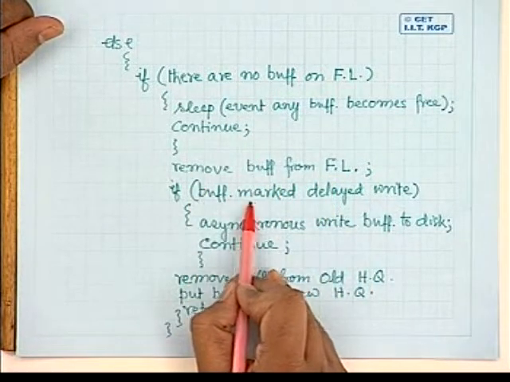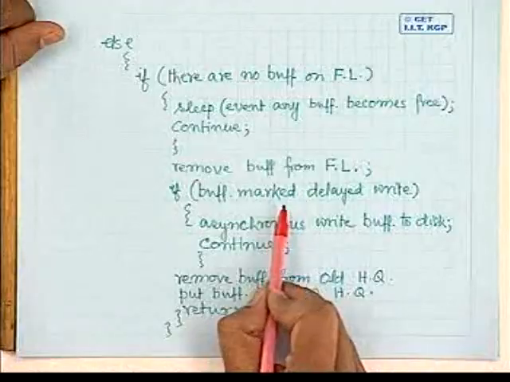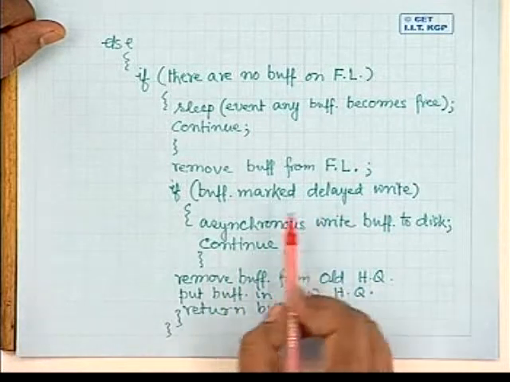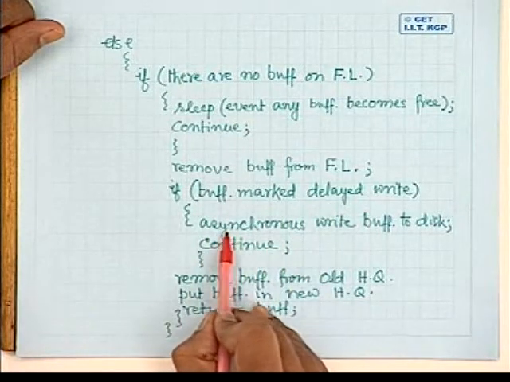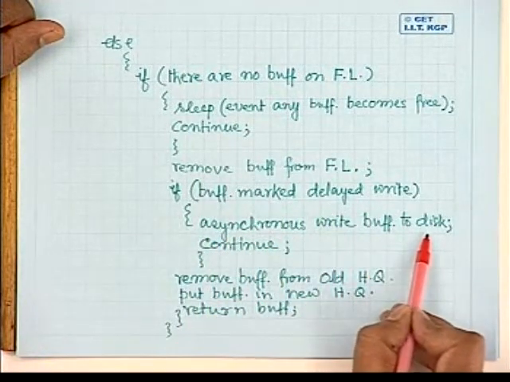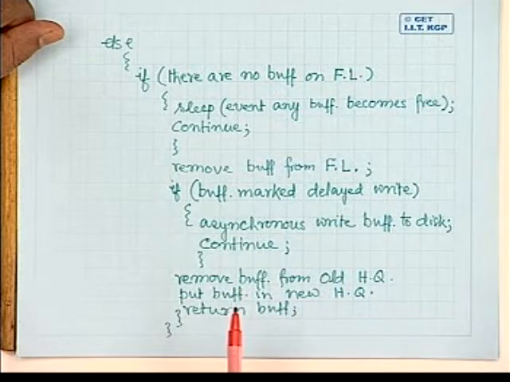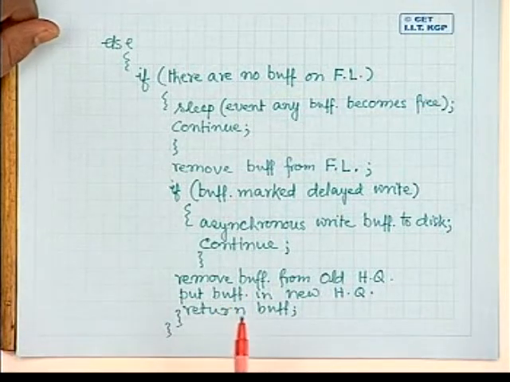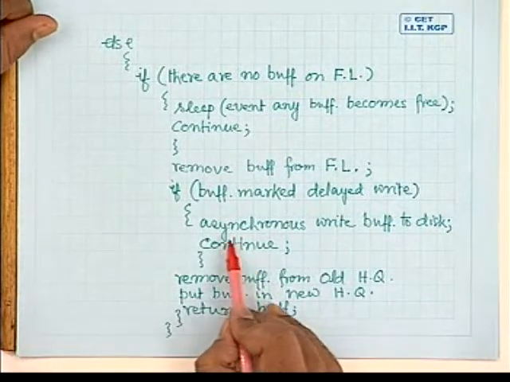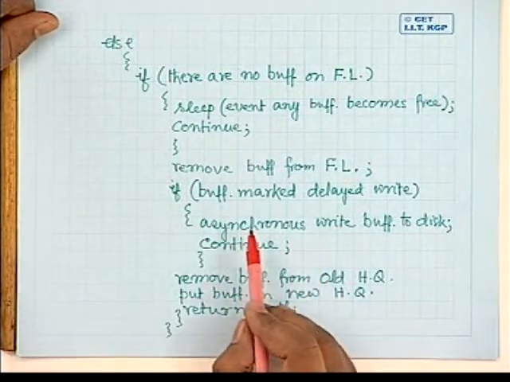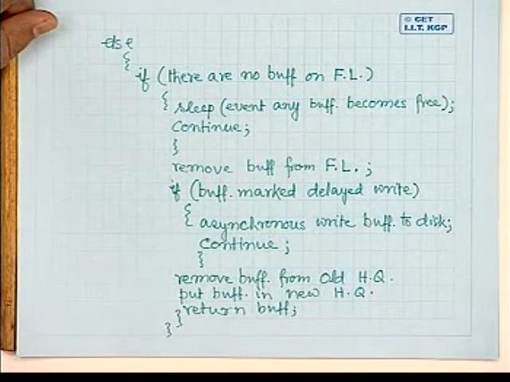Then we have to check whether the buffer has been marked as delayed write or not. If the buffer is marked as delayed write, then obviously this buffer cannot be overwritten by a new block of data until the content of the buffer is saved onto disk. So if the buffer is marked as delayed write, an asynchronous write of the buffer to disk is initiated. It is asynchronous in the sense that the kernel just initiates the disk write operation, but does not wait for it to complete. Rather, after initiating the disk write, it tries to find some other free buffer which can be given to the process immediately for loading the new data block.